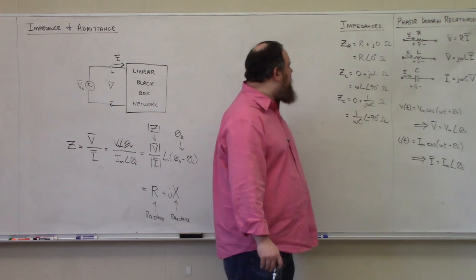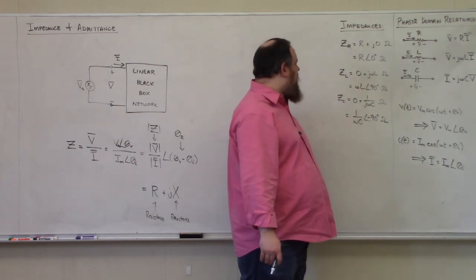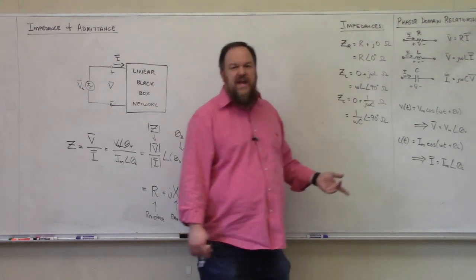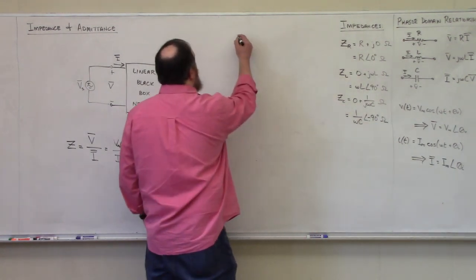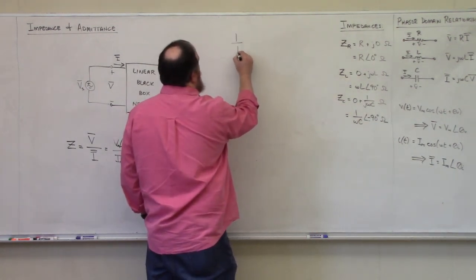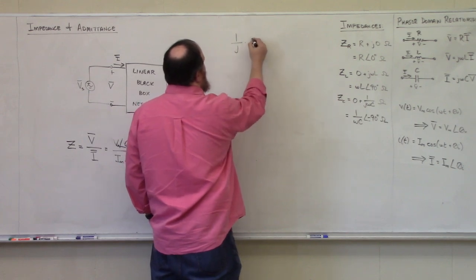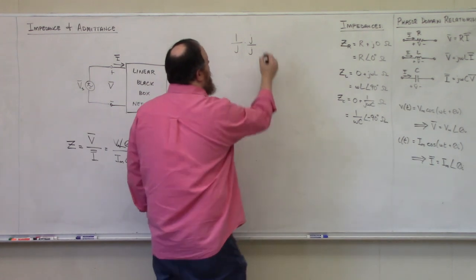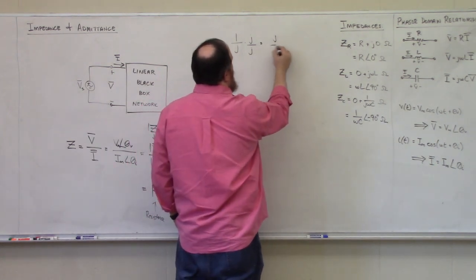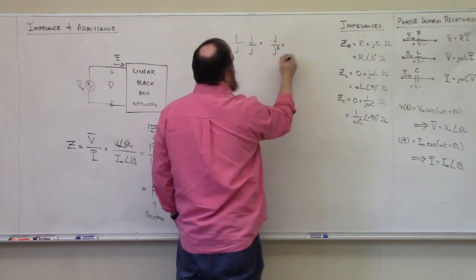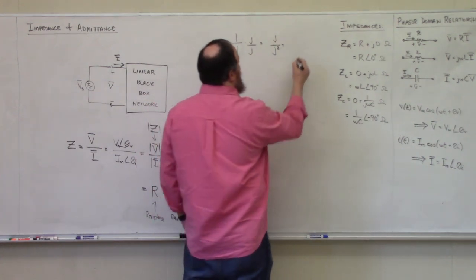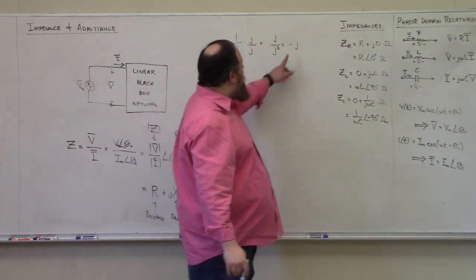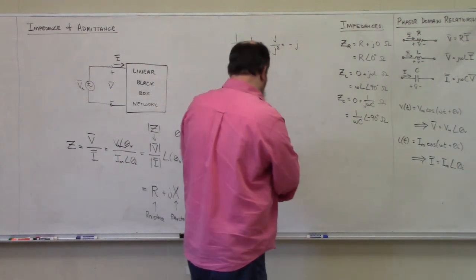It may not be obvious where the negative sign on this angle comes from, but if we have 1 over j, and we multiply this by j times j, that gives us j over j squared, where j squared is negative 1, is negative j. So that's why we have an angle of minus 90 degrees.